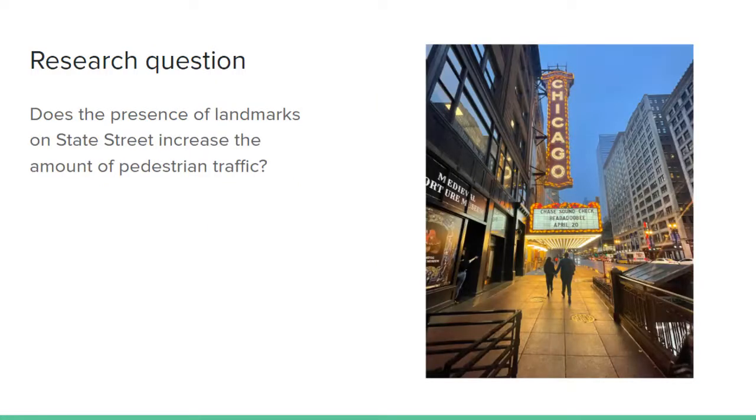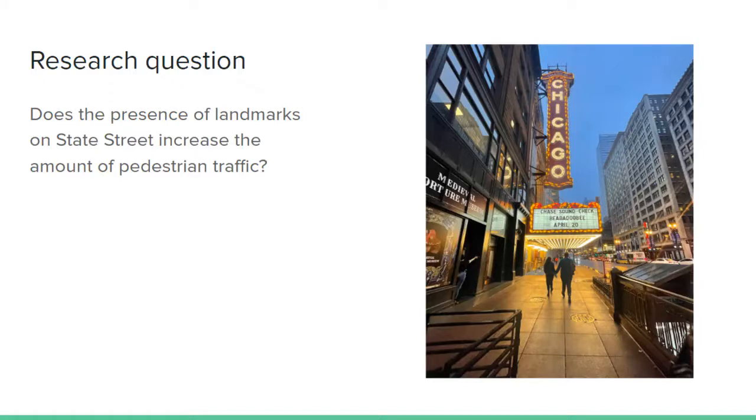My research question was, does the presence of landmarks on State Street increase the amount of pedestrian traffic? The stretch of State Street I chose has a lot of landmarks that run across it, such as the Chicago Theater or the Harold Washington Library. Walking up and down State Street, it is evident that people walk past and congregate in front of some of the landmarks, such as the Chicago Theater on State and Lake, or near Marshall Fields and Block 37 on State and Randolph, especially on nicer days and on the weekends.